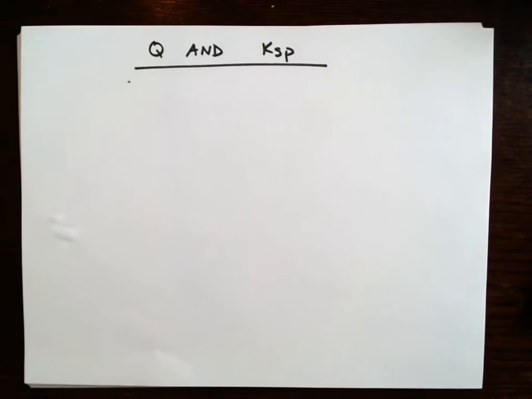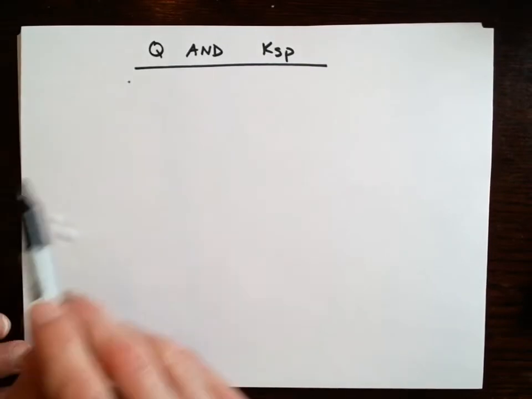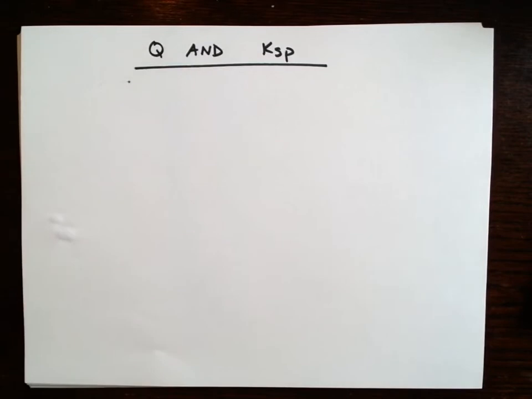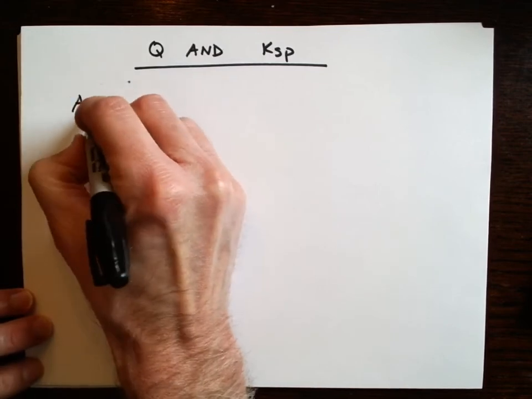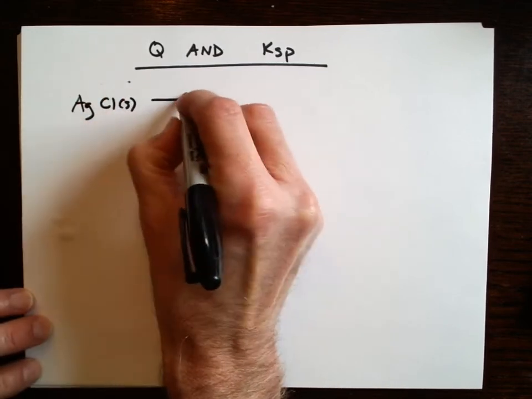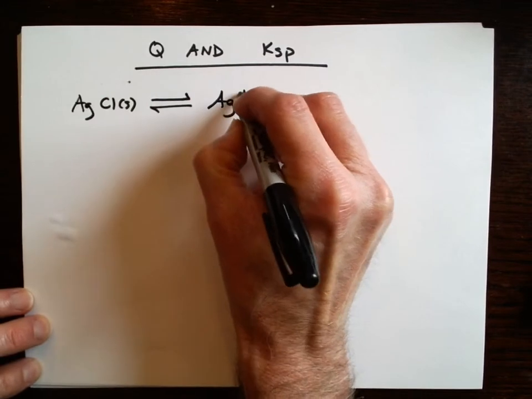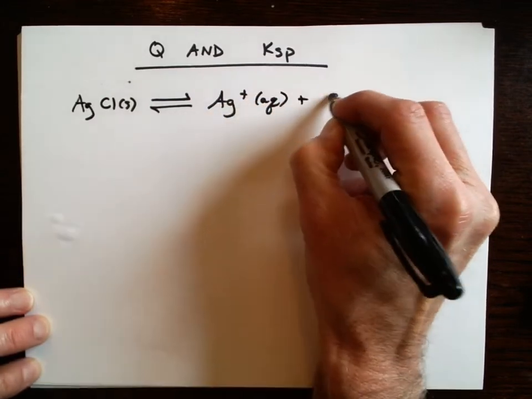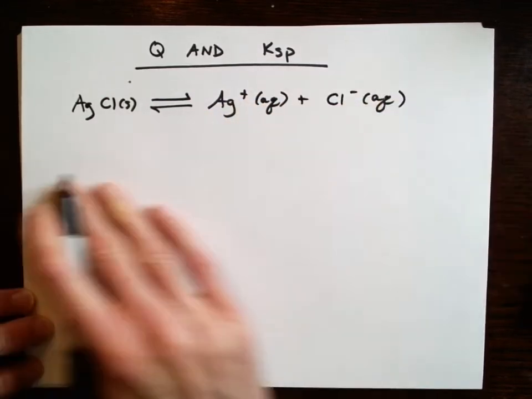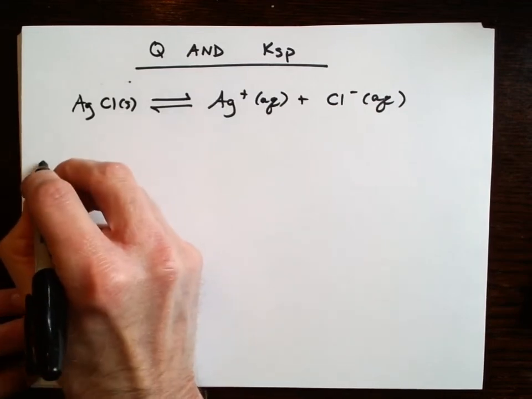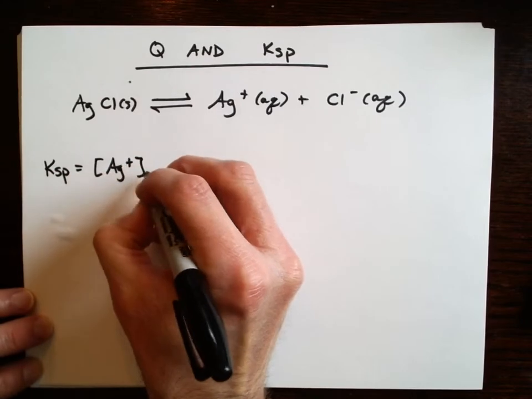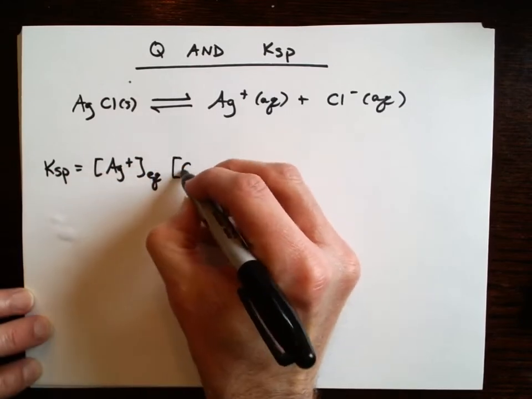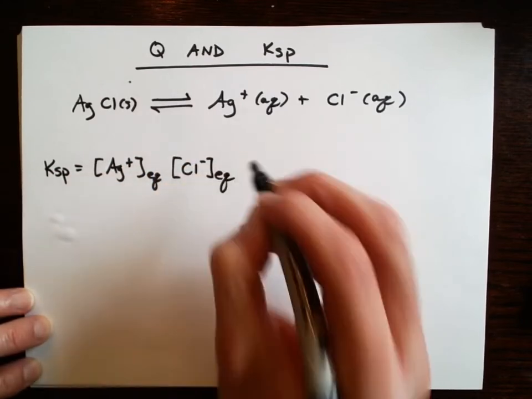I'm on that Chapter 18B PowerPoint, Slide 5, where we're going to talk about the relationship between Q and KSP. Let's take silver chloride as our salt and write its dissociation in water. For this particular reaction, we can write KSP. That's going to be equal to the concentration of silver at equilibrium times the concentration of chloride at equilibrium.